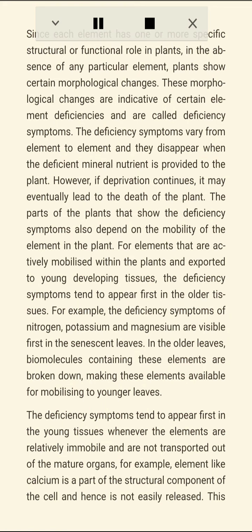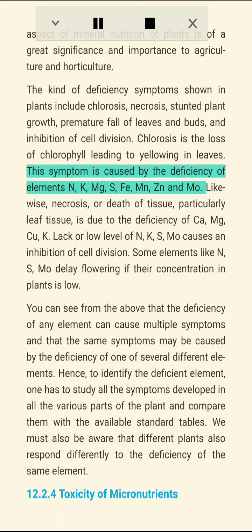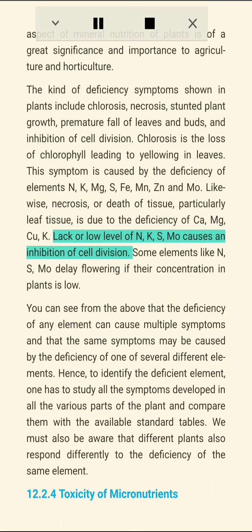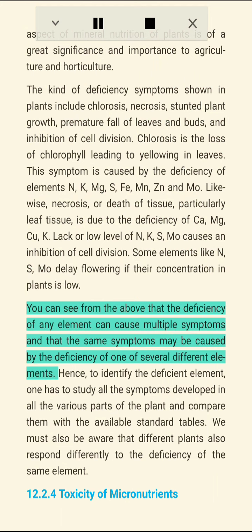The kinds of deficiency symptoms shown in plants include chlorosis, necrosis, stunted plant growth, premature fall of leaves and buds, and inhibition of cell division. Chlorosis is the loss of chlorophyll leading to yellowing in leaves. This symptom is caused by the deficiency of elements N, K, Mg, S, Fe, Mn, Zn and Mo. Likewise, necrosis, or death of tissue, particularly leaf tissue, is due to the deficiency of Ca, Mg, Cu, K. Lack or low level of N, K, S, Mo causes inhibition of cell division. Some elements like N, S, Mo delay flowering if their concentration in plants is low.